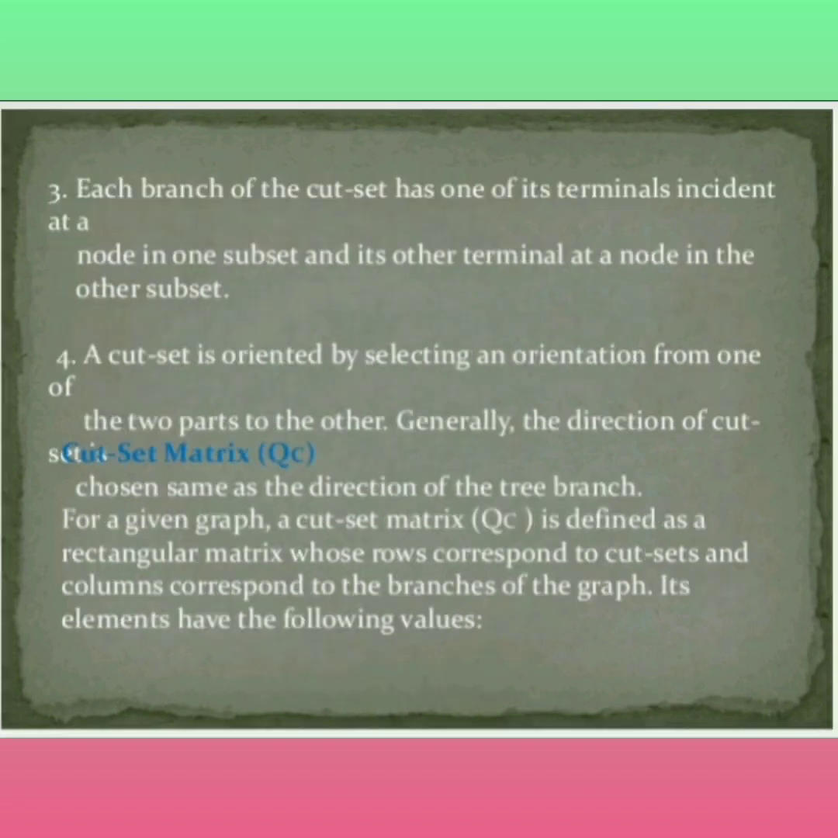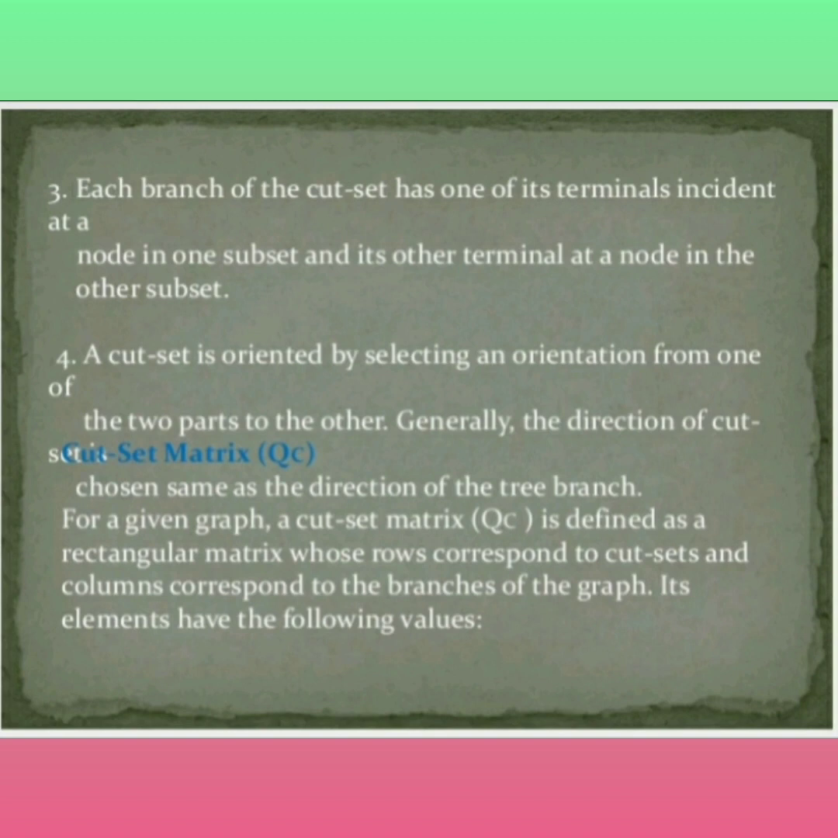Each branch of the cut set has one of its terminals incident at a node in one subset and the other terminal at a node in the other subset. A cut set is oriented by selecting an orientation from one of the two parts to the other, generally the direction of the tree branch. Cut set matrix Qc. Choose the same direction as the tree branch for the same given graph.